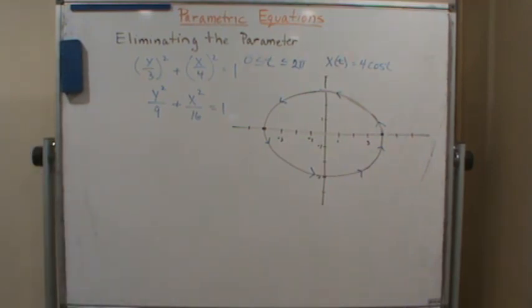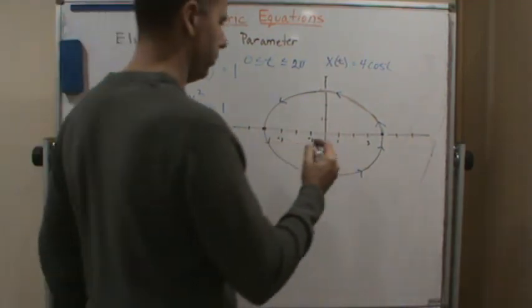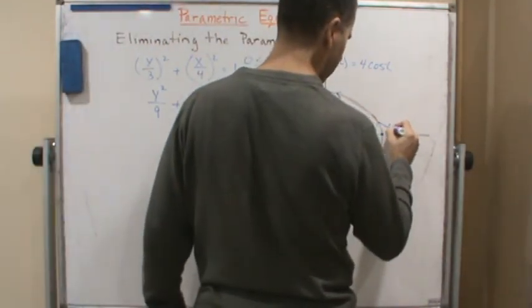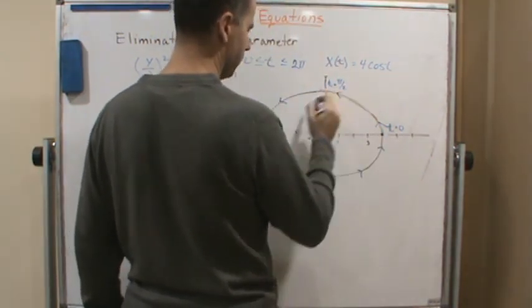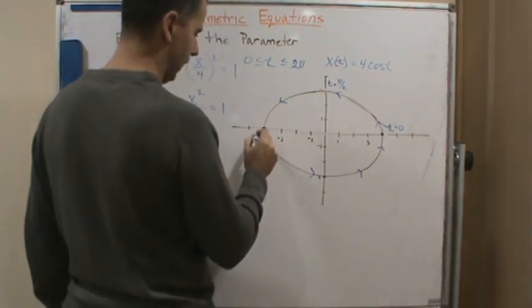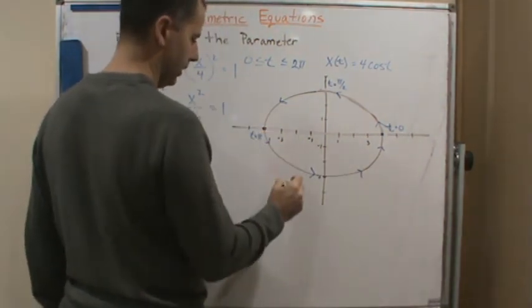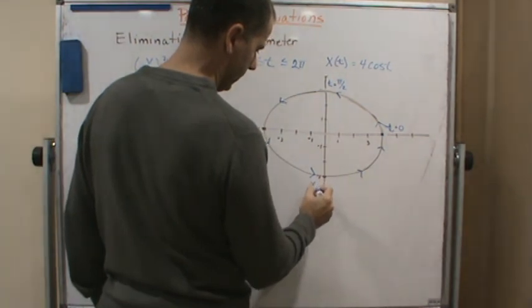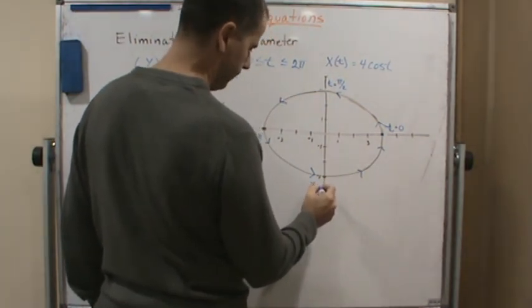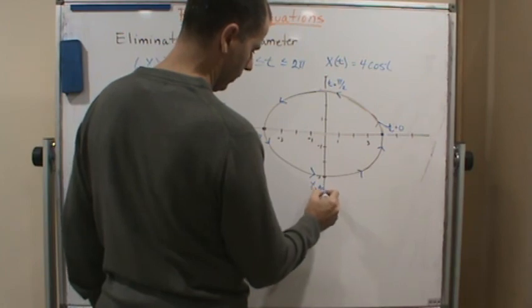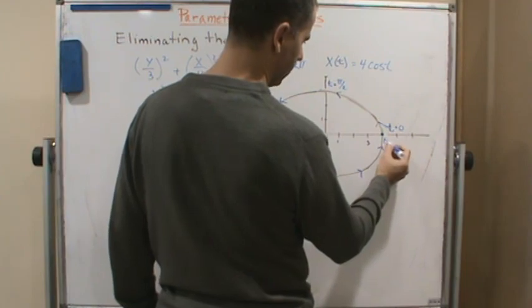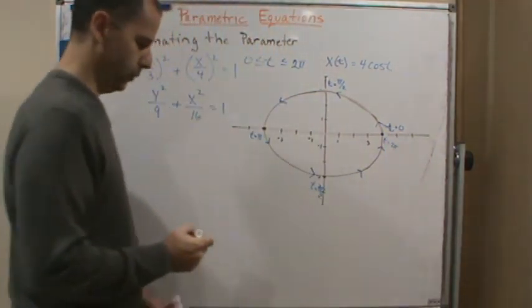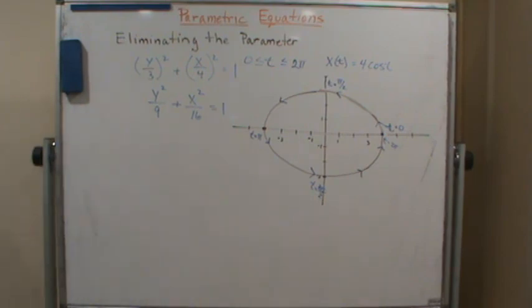Okay? So this would be equal to t equal to 0. Obviously this is t equal to pi over 2. This is going to be t equal to pi. This is t equal to 3 pi over 2. And then of course we're right back to t equals 2 pi, which is the same as t equal to 0.